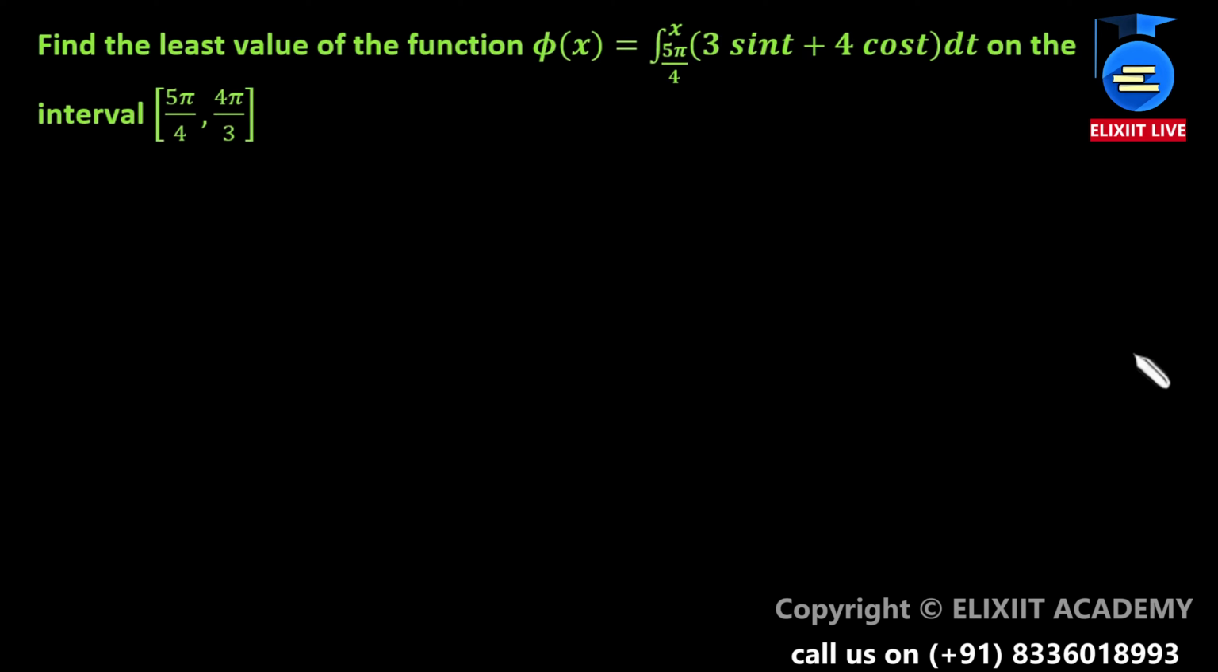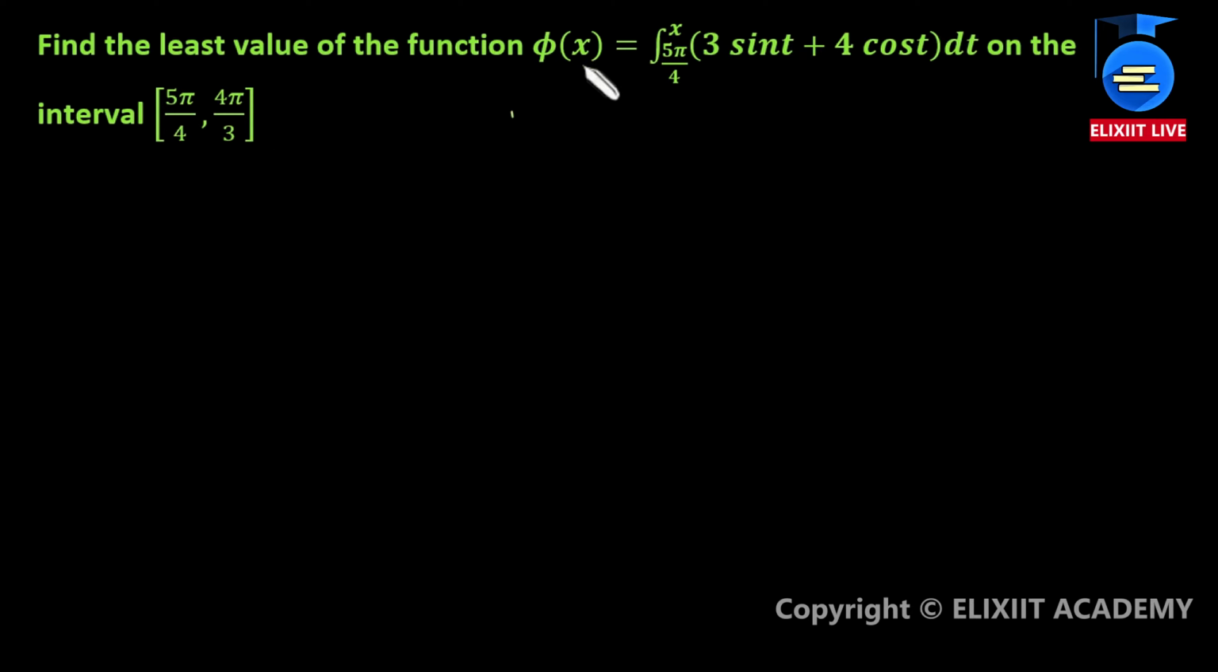All of you try out this question. Find the least value of the function phi of x. Phi of x is the integral going from 5 pi by 4 to x of 3 sin t plus 4 cos t dt. You have to find the least value of this function in the interval 5 pi by 4 to 4 pi by 3. Try to solve this question. Find the least value.